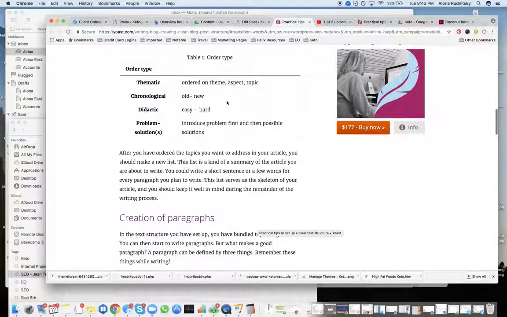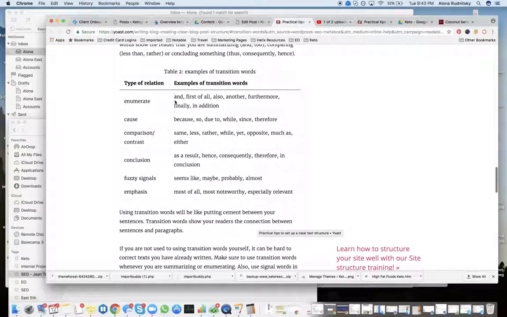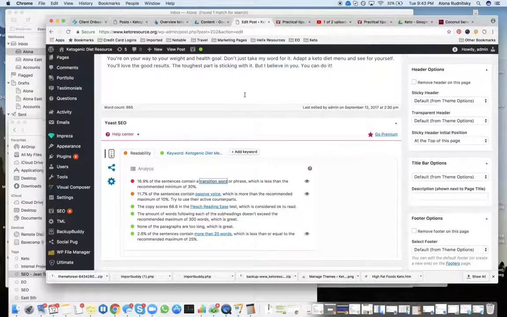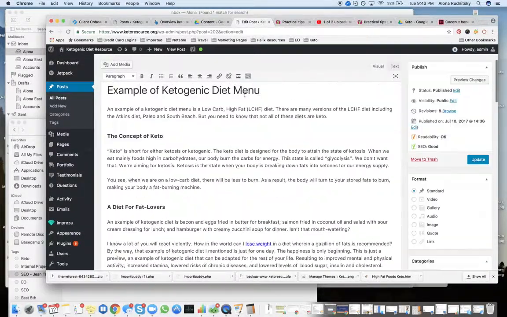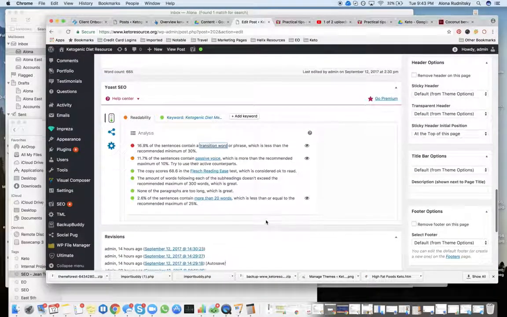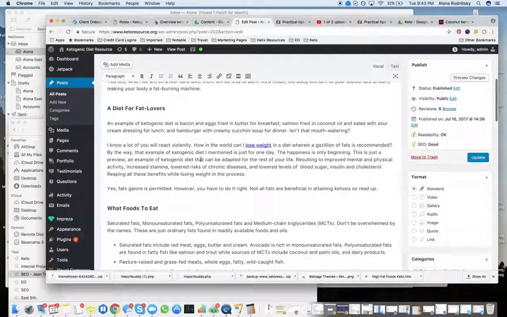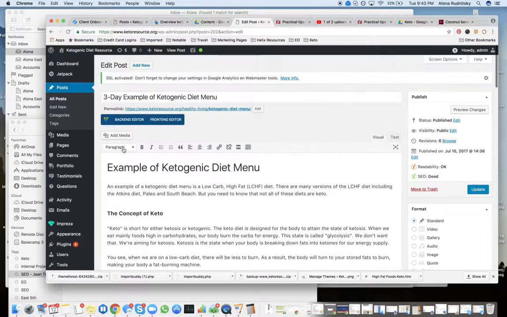This is a whole article of examples of transition words. So, and, first of all, also, another, because, so, do, while, since. It's just between 2 sentences. Basically it's saying there's too many periods, so we need to add some transition keywords. Right now, let's go back down. Right now it's at 16.9%. So let's start from just maybe anywhere. Okay, let's start from the top.